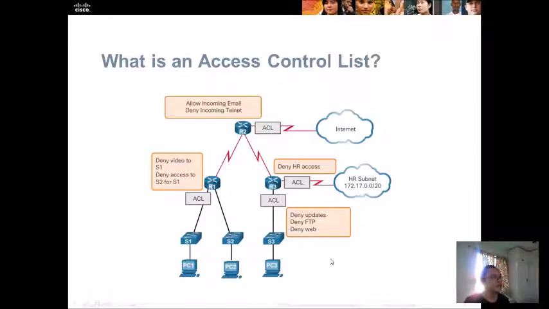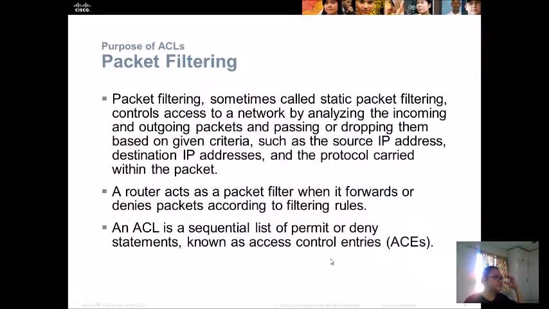Okay, so further, packet filtering is very important. Sometimes it is called static packet filtering. It controls access to a network by analyzing the incoming and outgoing packets and passing or dropping them based on given criteria, such as an IP address, a destination IP address, and a protocol carried within the packet. So remember that a packet always resides at layer 3 of the OSI model, therefore it's in the router.